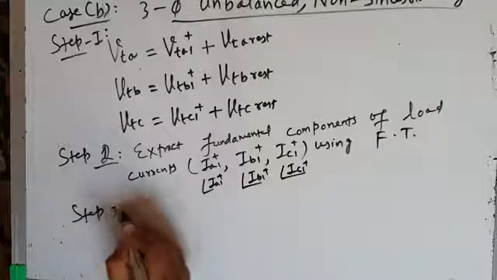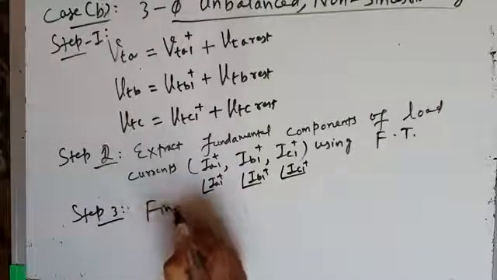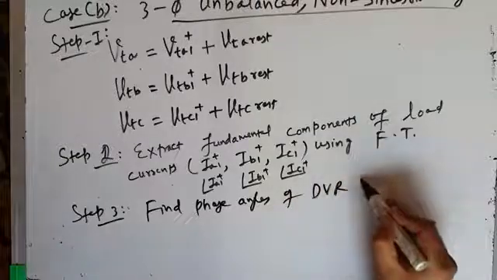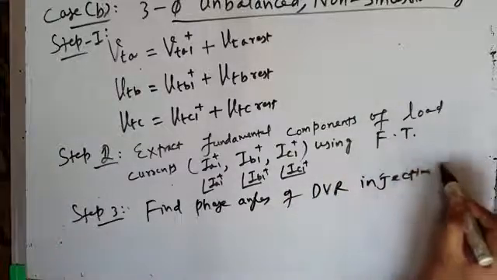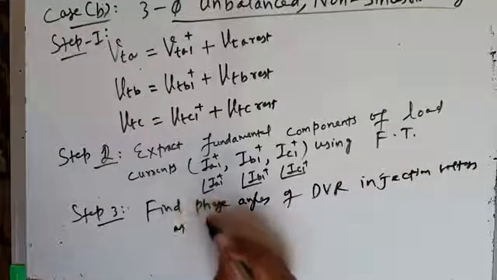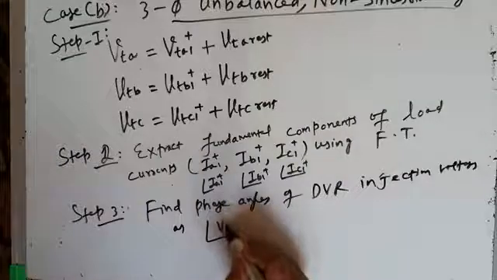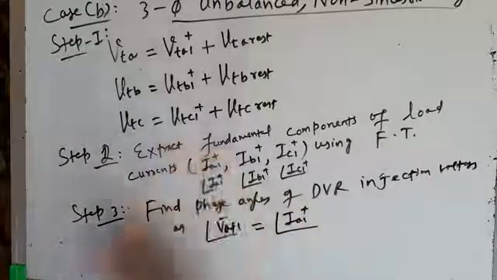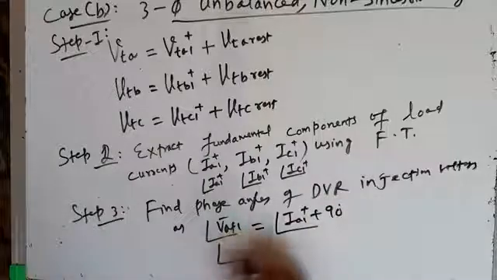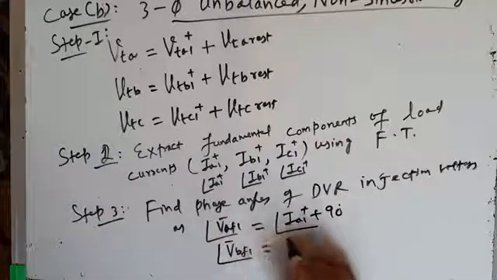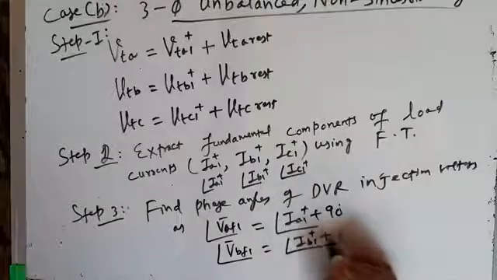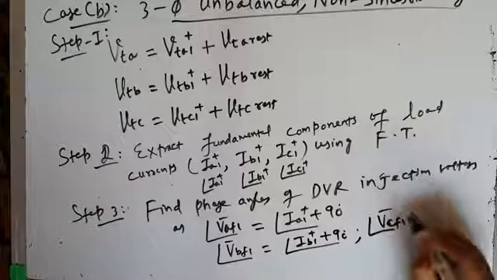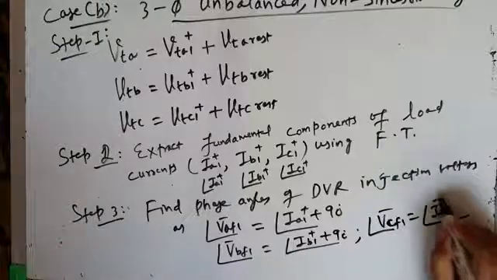What do you have to do now in step 3? In step 3, find the phase angles of DVR compensation voltages or DVR injection voltages. What will be the voltage of VFA1? Its angle will be the angle of IA1, which you found here in step 2, plus shifted by 90 degrees. Similarly, VFB1 will be equal to the angle of IB1 plus 90 degrees, and the phase angle of VFC1 will be equal to the phase angle of IC1 plus 90 degrees.